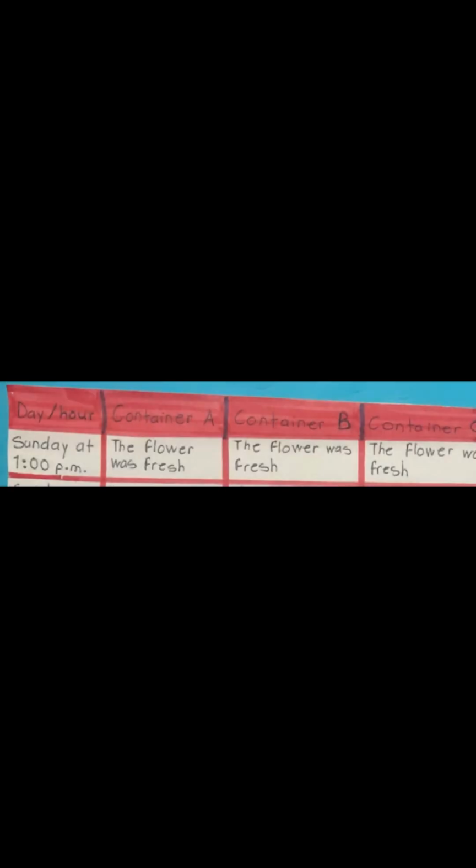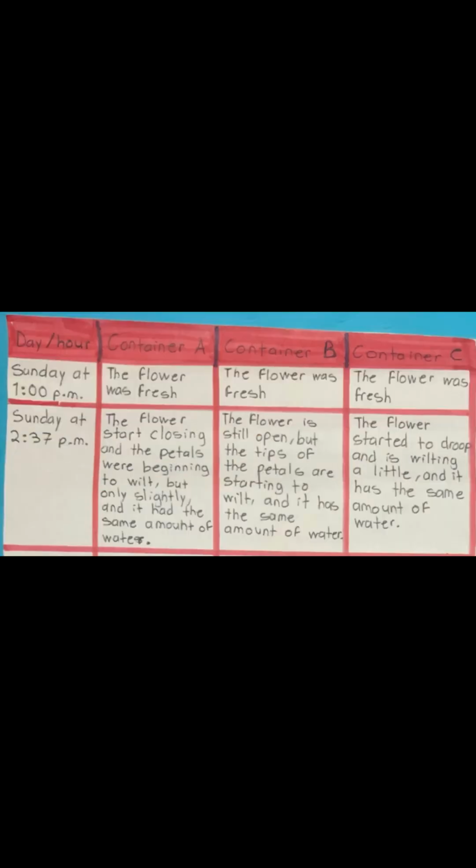Now I'm going to explain what happened with each flower in a table. At 1 p.m., in all the containers, the flower was fresh. At 2:37 p.m., in container A, the flower started closing and the petals were beginning to wilt, but only slightly, and it had the same amount of water.